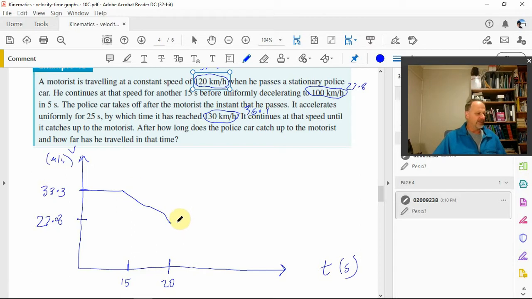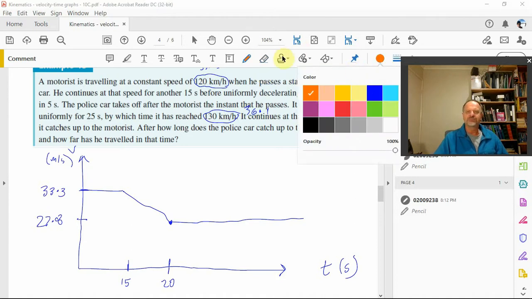And then police car and so on. So that motorist is then going to continue on at that 27.8 meters per second after that. All right, let's get rid of that, and let me change my colour so I can do the policeman.